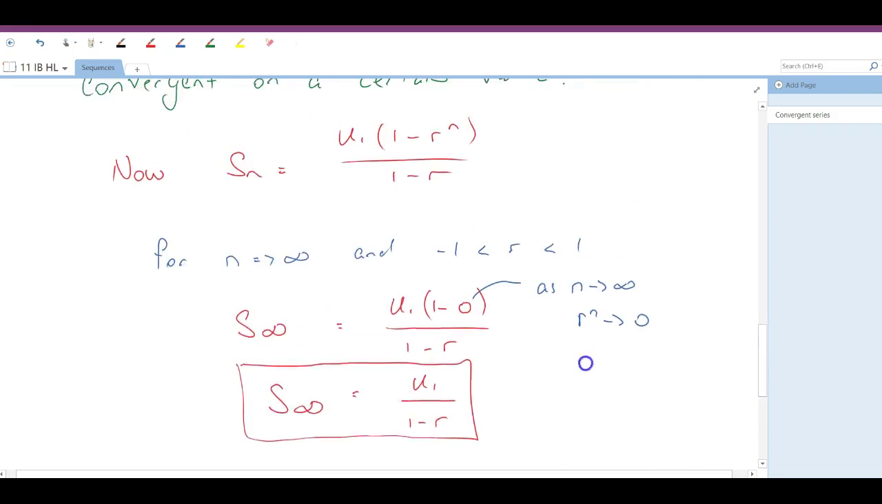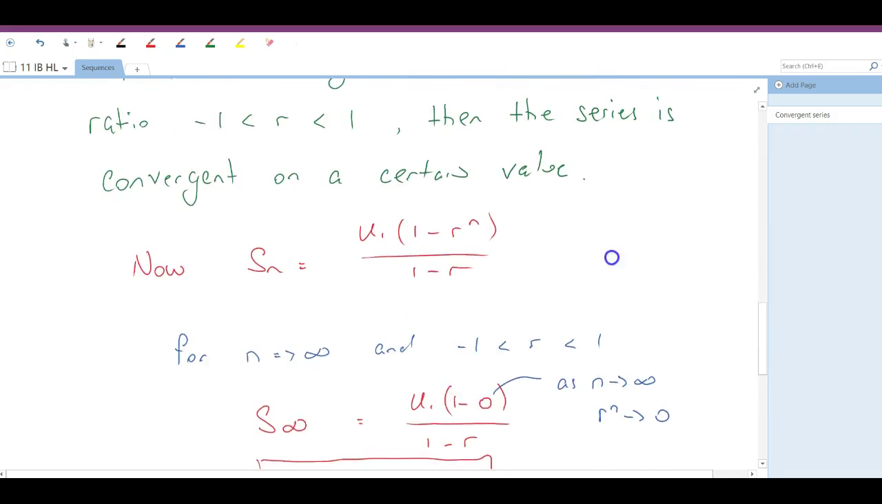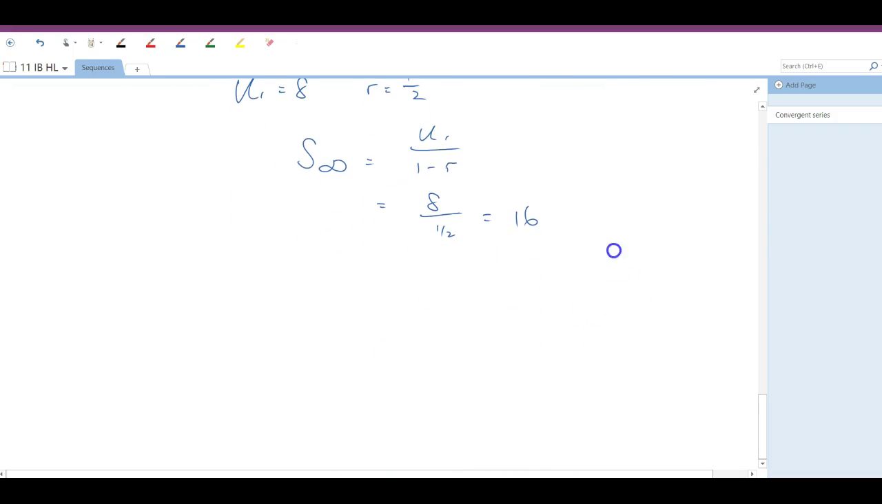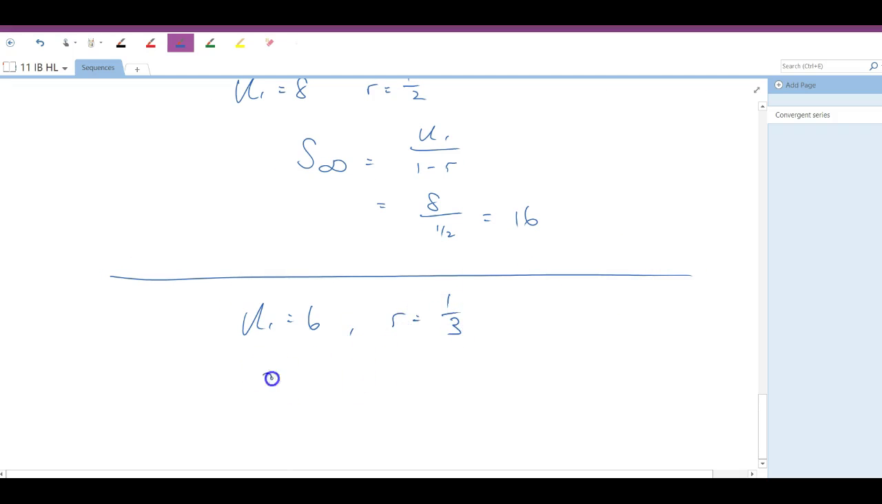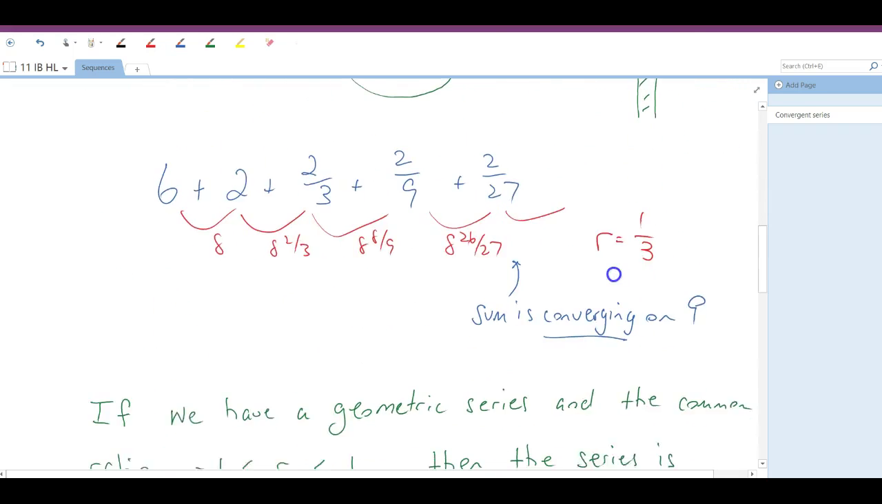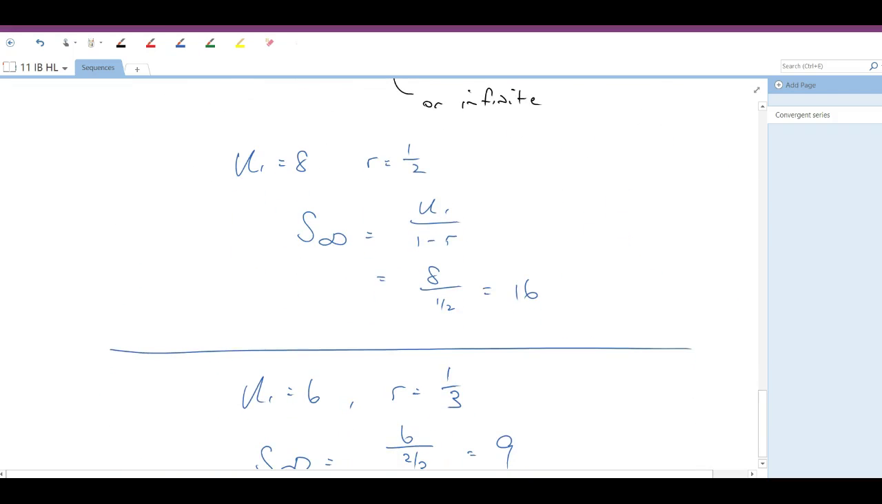If we have a look at the second example here, where r was equal to 1/3, that was this one here, starting with 6. So we had u1 is equal to 6, r is equal to 1/3, and our infinite sum was equal to the first term over 1 minus a third, 6 divided by 2/3, which equals 9, which matches our result here. Okay, so one more example.